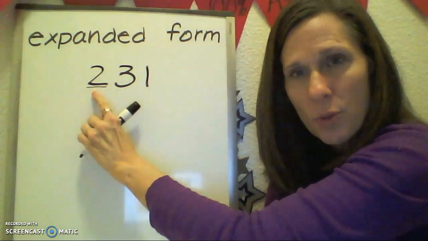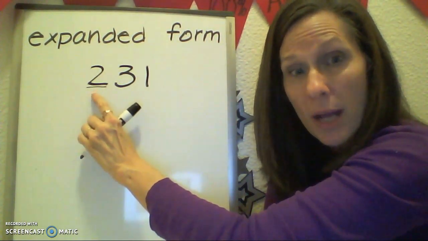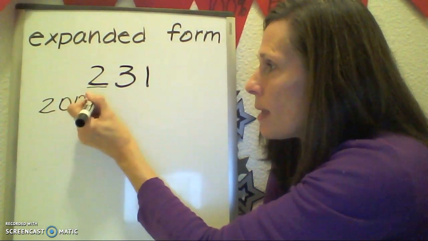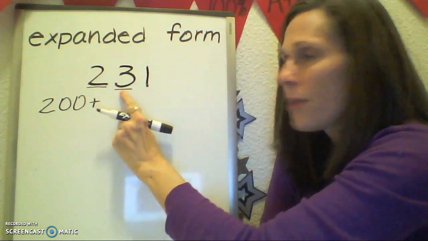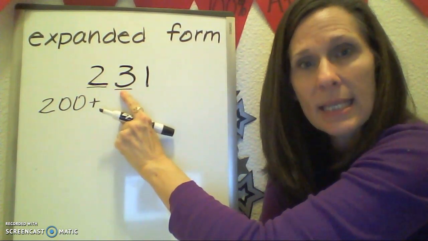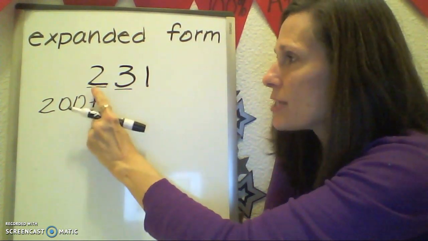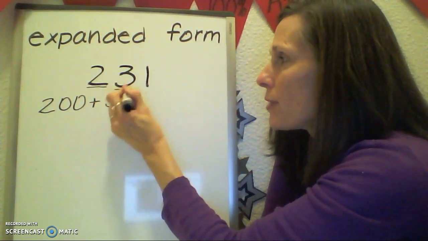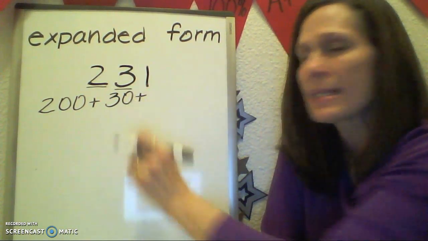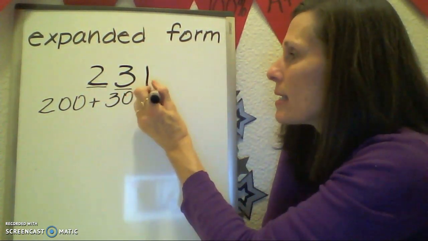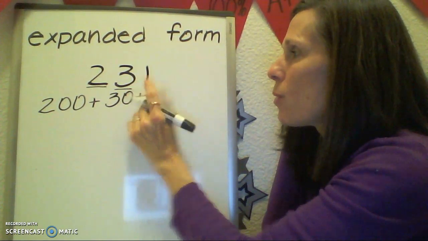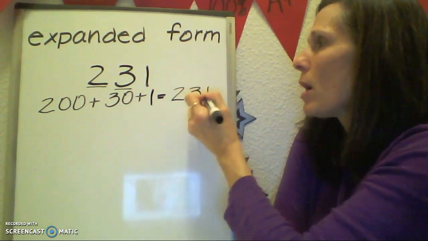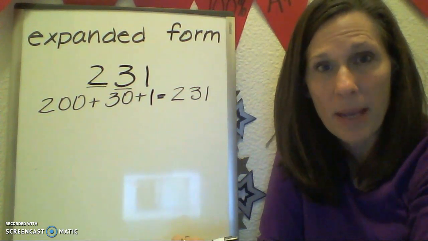200, because the 2 in this number really means 200. So I'm going to say 200 plus 30. The 3 really means 30. It's in the tens place. And when I say 231, I write my 30, and then my number 1 is in the ones place. So 231 equals 200 plus 30 plus 1. So now let's think about expanded form.